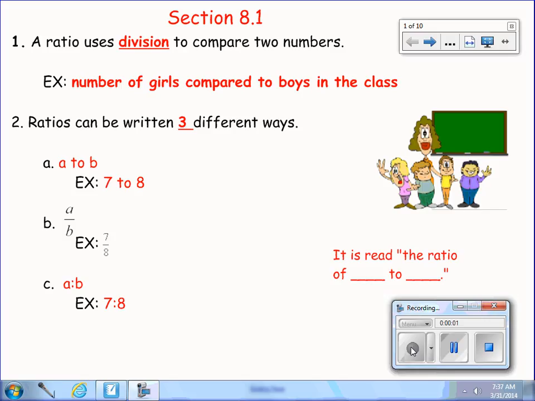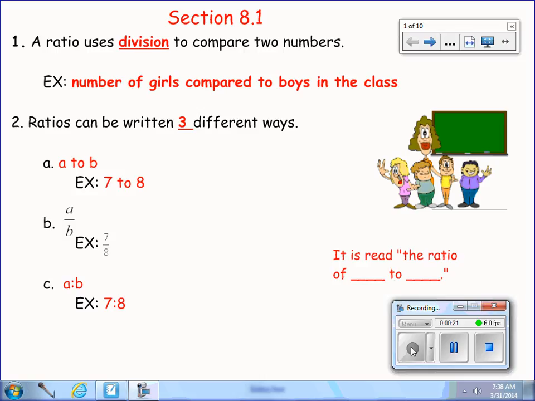Okay, in this lesson, in section 8.1, we're going to talk about ratios. A ratio uses division to compare two numbers. For example, number of girls compared to boys in a class. Now, ratios can be written in three different ways.